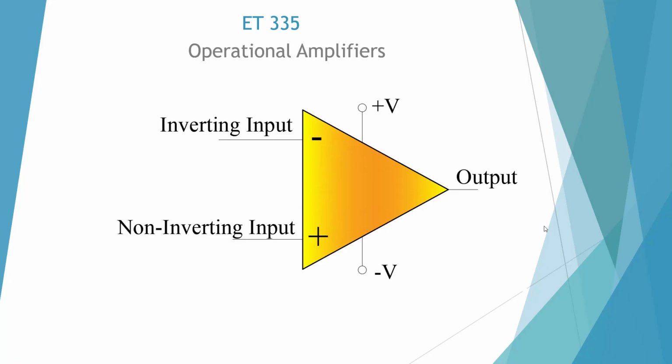This is a basic diagram of an operational amplifier, also known as an op-amp. The triangular shape here on its side is the symbol for an amplifier. This device has an inverting input and a non-inverting input. The inverting is a minus, the non-inverting is the plus. It also has a plus and minus power supply.